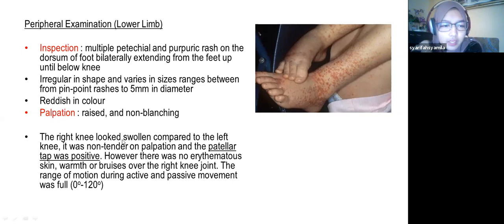Aside from that, the right knee looked swollen compared to the left knee. It was non-tender on palpation. However, the patella tap was positive. Other than that, there was no erythematous skin, no warmth or bruises over the right knee joint, and the range of motion is full during active and passive movement.